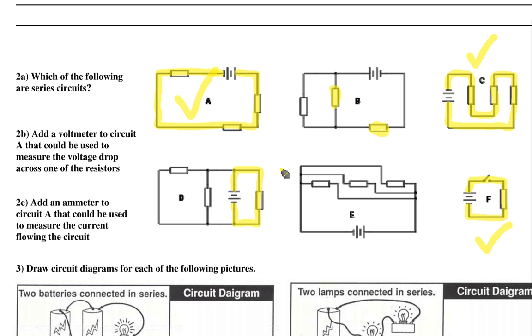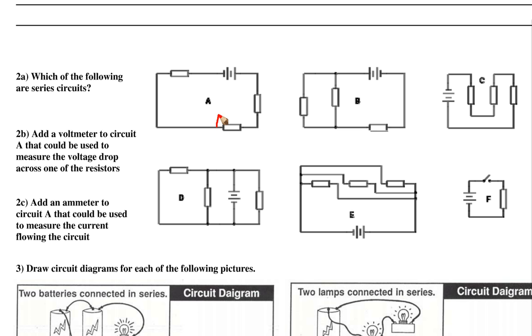So that's it. We'll do 2B and 2C, and then we'll do the others in a separate little video. So let's add a voltmeter. So how do we add a voltmeter to the circuit? So we're doing this, it says add a voltmeter to circuit A, the first one here, that could be used to measure the voltage drop across one of the resistors. So I'm just going to pick this one.